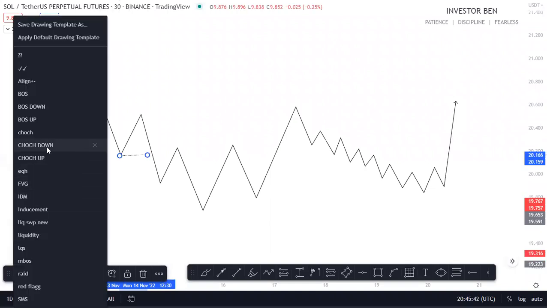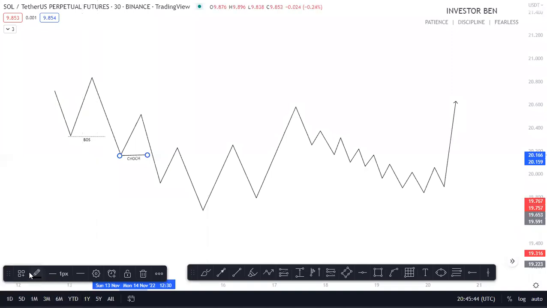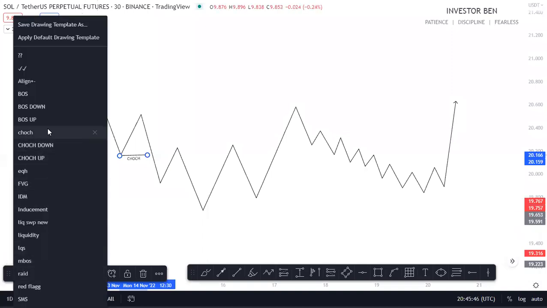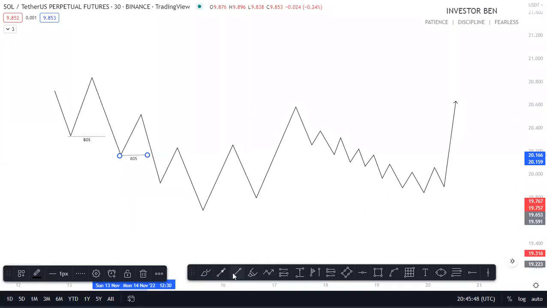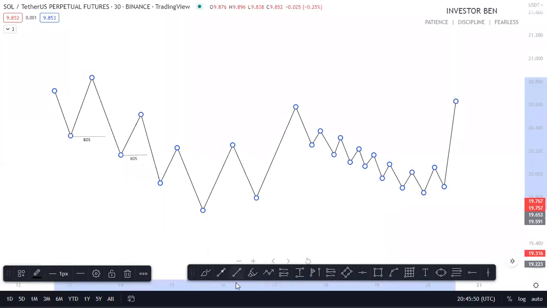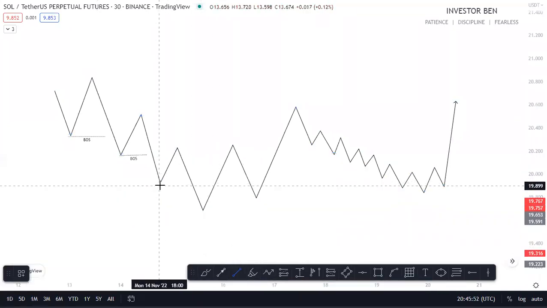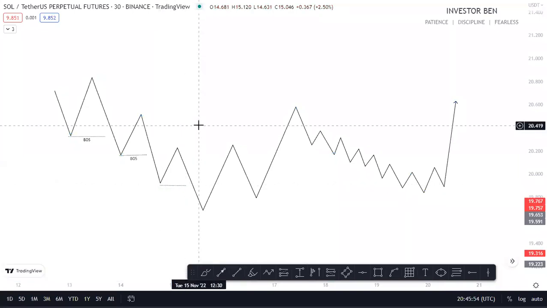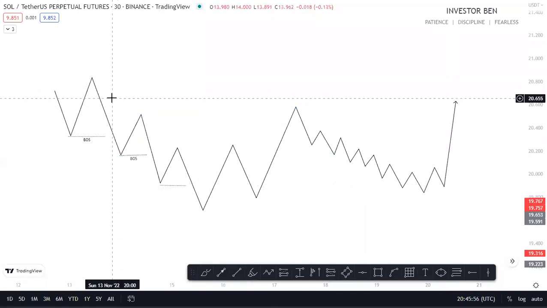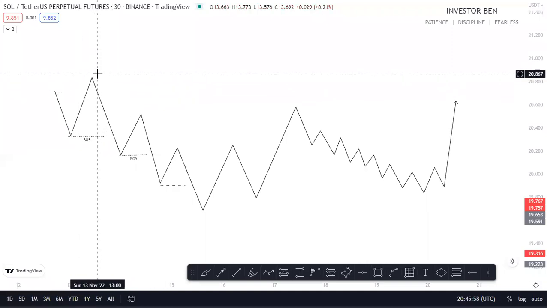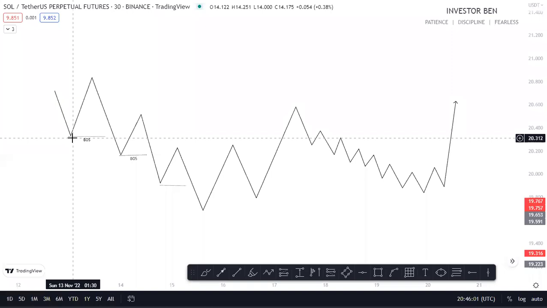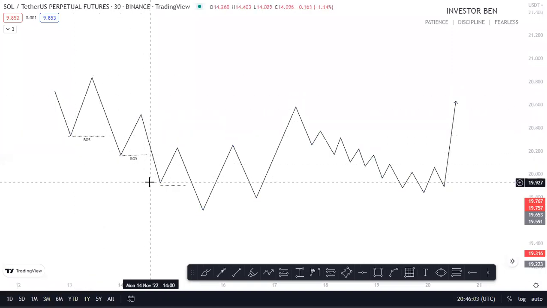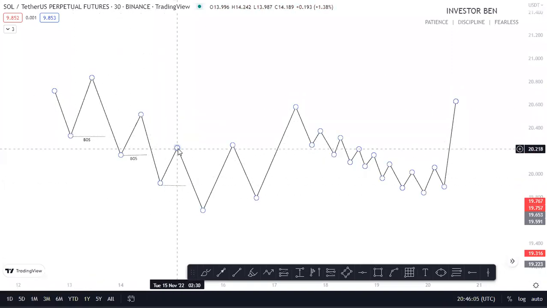In a downtrend, price breaks lows. So in a downtrend, price breaks lows. Take note of everything, everything counts. Now, this is your lower high. This is your lower low, your lower high, lower low, lower high, lower high, lower low, lower high.